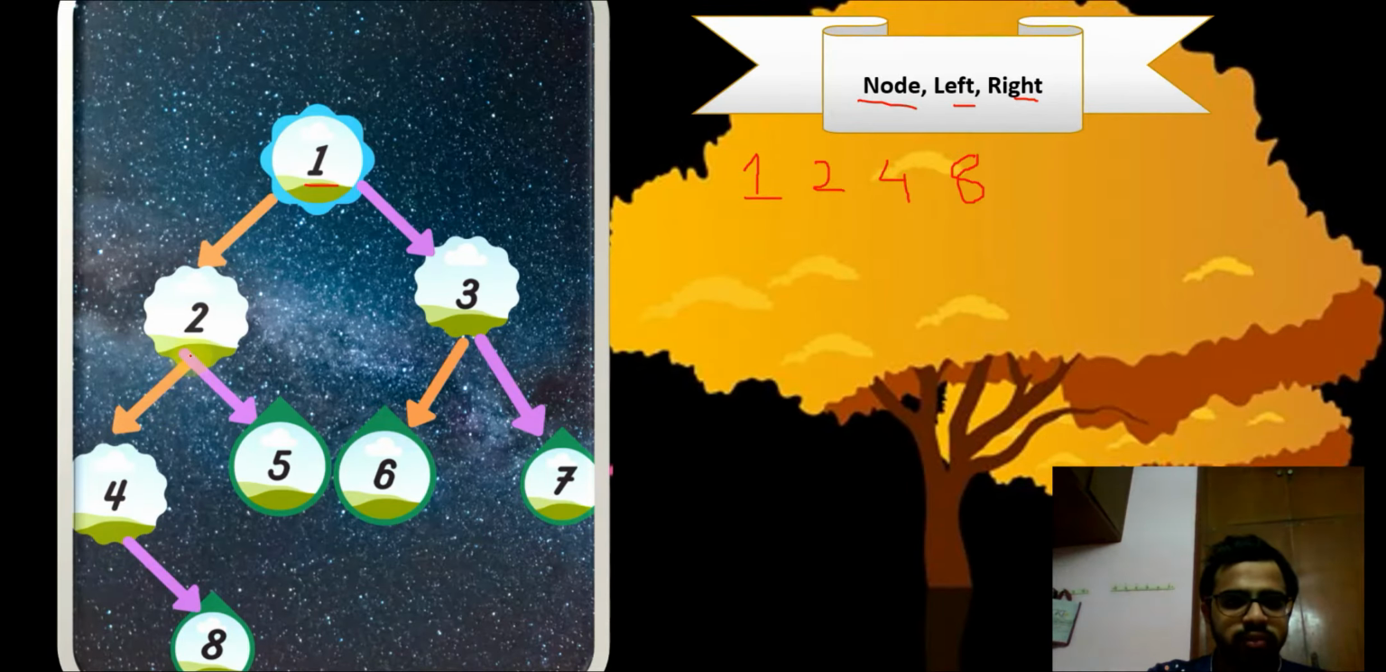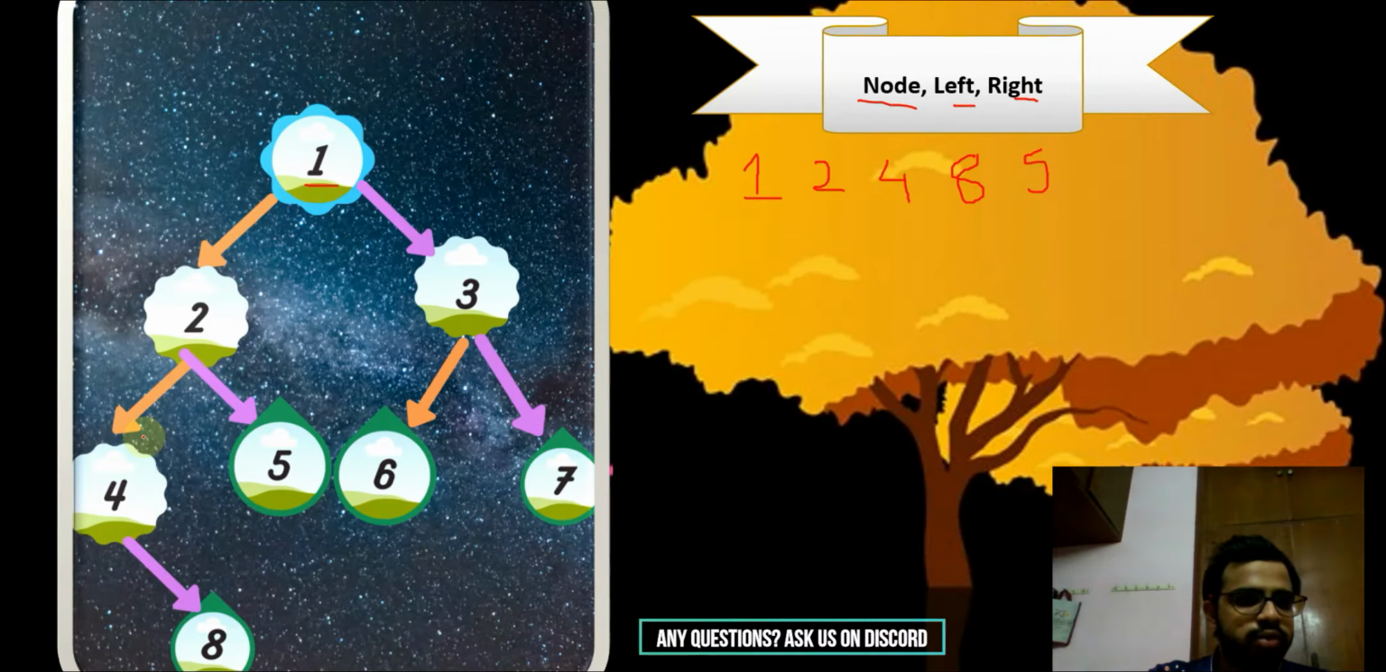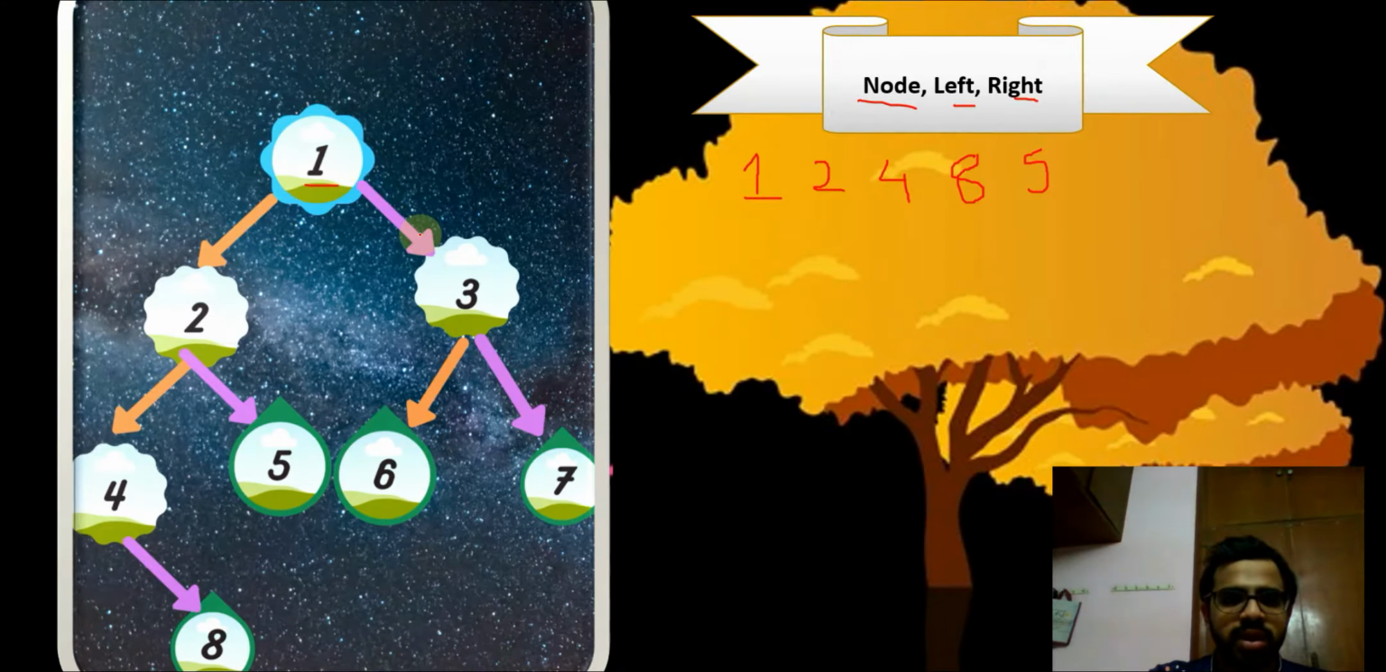2's left is done, so we go to 2's right. We can see 5 here. For 5, we follow node, left and right, so we print 5 here. 2's left is done, 2's right is done, we return. So 1's left is done, and we go to 1's right.